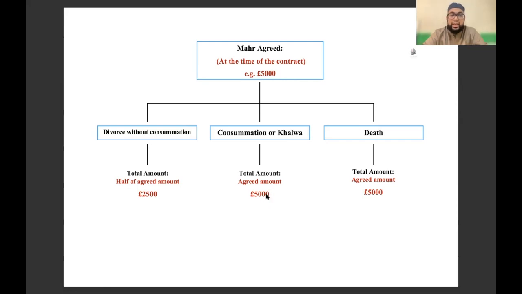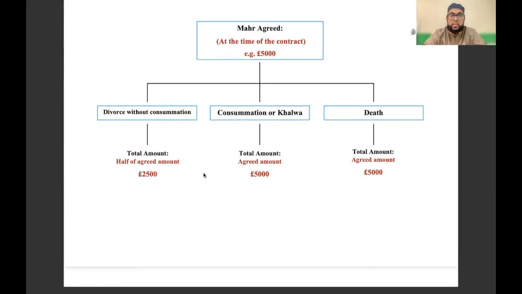If he dies without consummation, because once consummation takes place, it becomes due anyway, whether he dies or not. If he dies without consummation, the full £5,000 is due. But if he divorces her without consummation or without khalwa, only half the amount will be due. Only half the agreed amount will be due. So Zayd saw Zainab, didn't like what he saw, and he divorced her straight away. Although they agreed £5,000, he will only have to give £2,500.